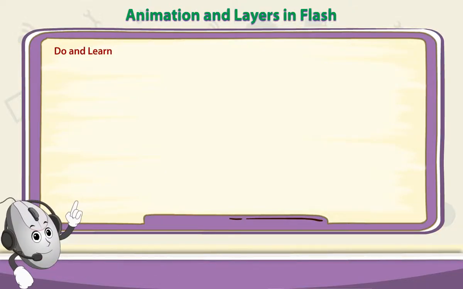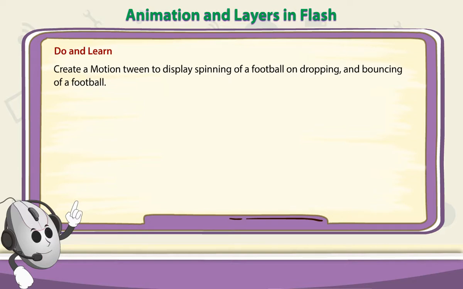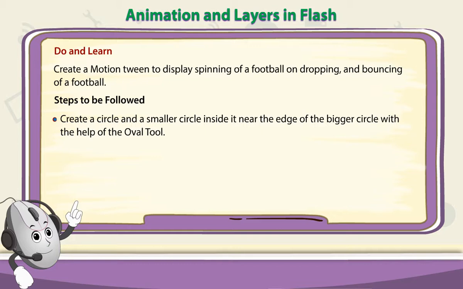Do and learn. Create a motion tween to display spinning of a football on dropping and bouncing of a football. Steps to be followed. Create a circle and a smaller circle inside it near the edge of the bigger circle with the help of the oval tool.